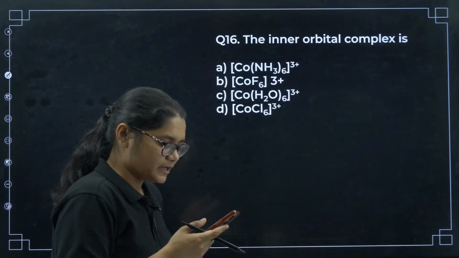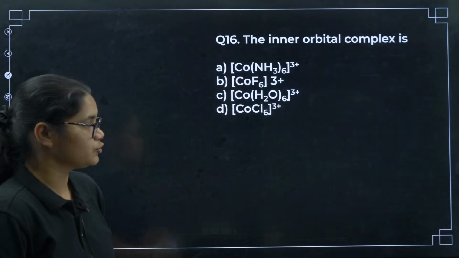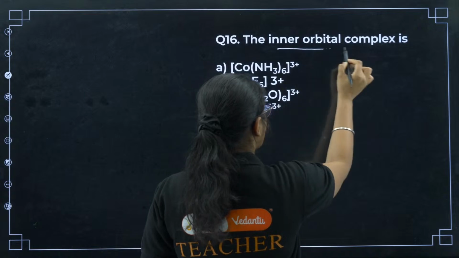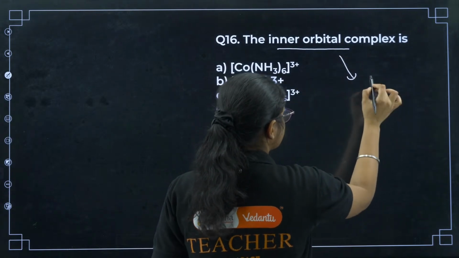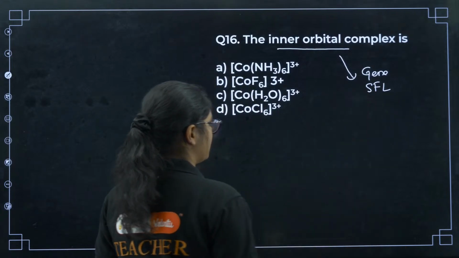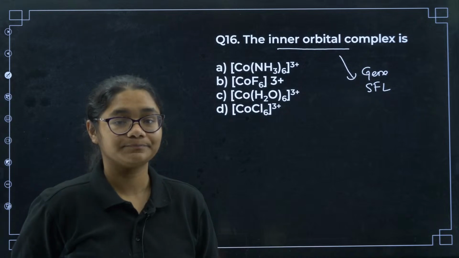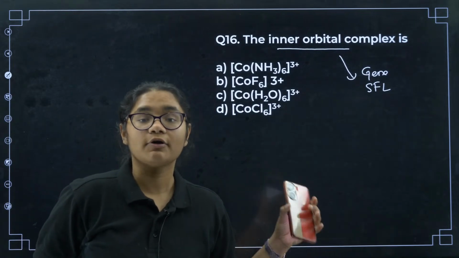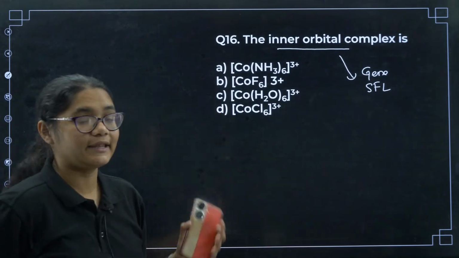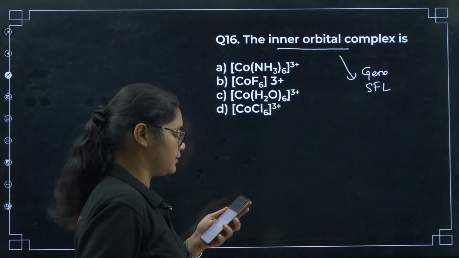Next, question number 16. The inner orbital complex is. Always remember, whenever an inner orbital complex is given, generally we should have a strong field ligand for that. So can we find out the answer quickly from this hint?